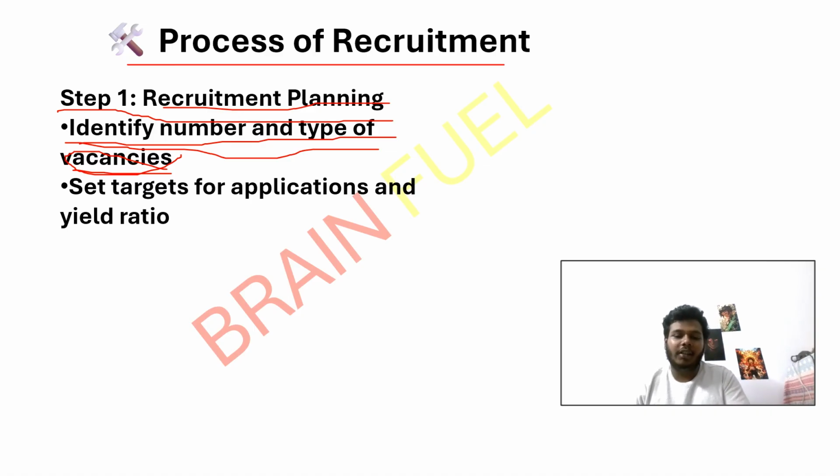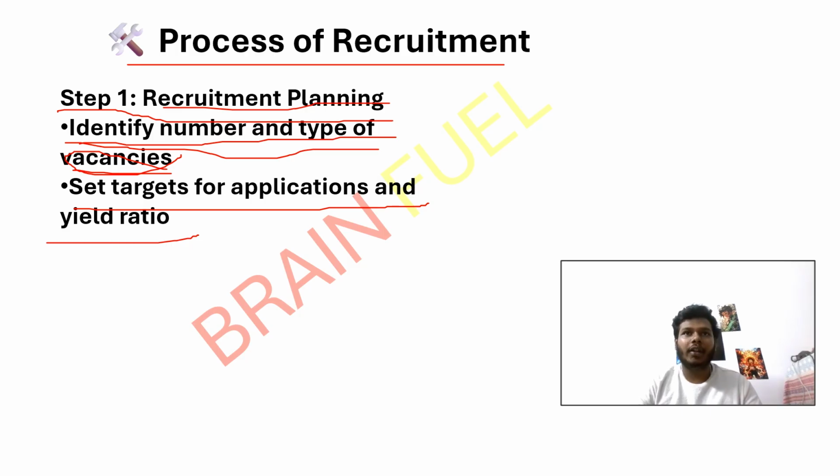200 vacancies for people who can do coding, you have to identify the number, how many people are required and what type of people are required for the job. Set targets for applications and yield ratio. If the ratio is 100 is to 3, set targets accordingly. If you want to hire 30 members, you have to set a goal of 3000.